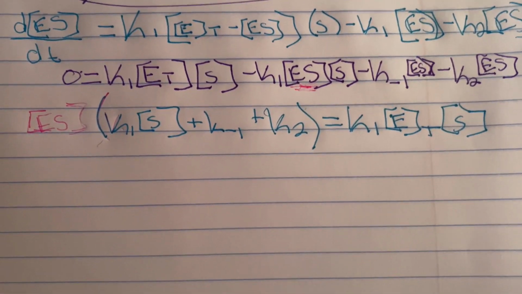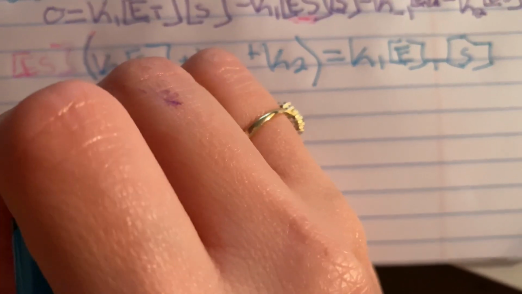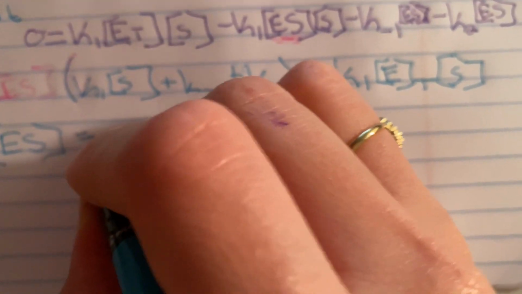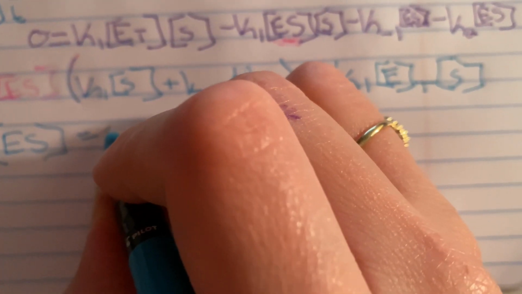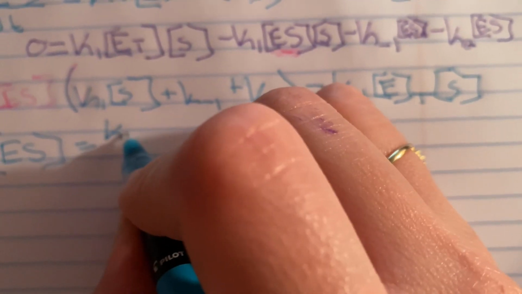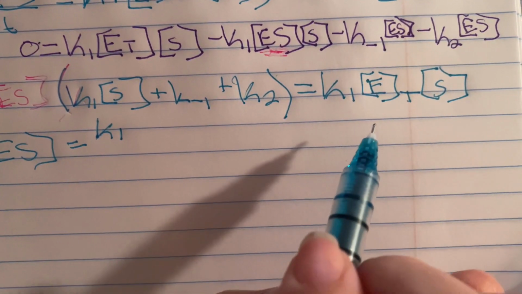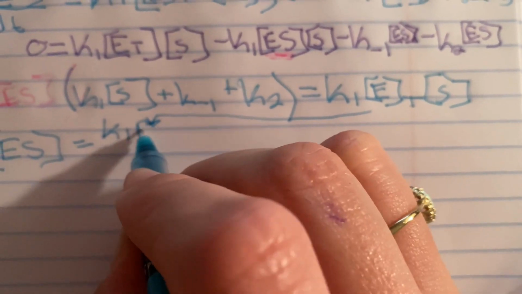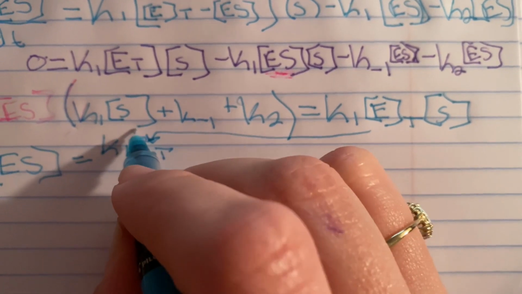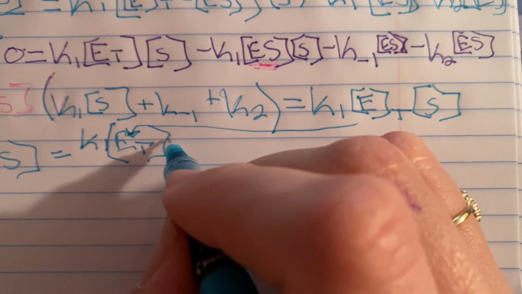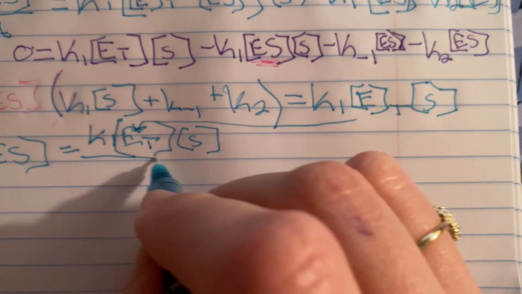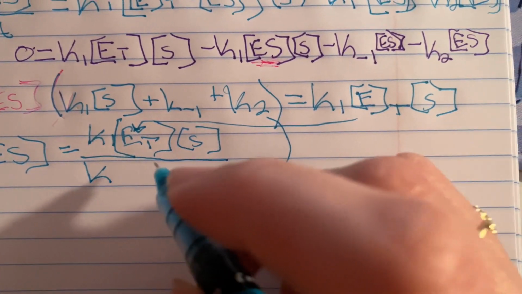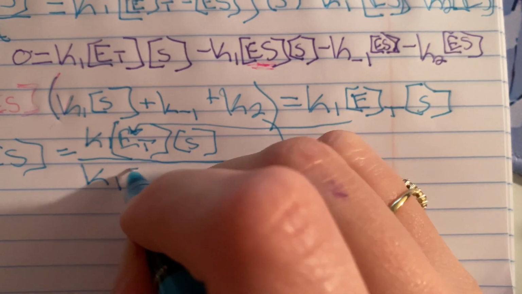Okay, so like I said, we're trying to isolate ES, so we are going to rearrange this and make it into a division equation. So we're going to pull out the enzyme substrate complex over here, and we are going to place K1 E T multiplied by the substrate over K1. This one's going to be going down here.